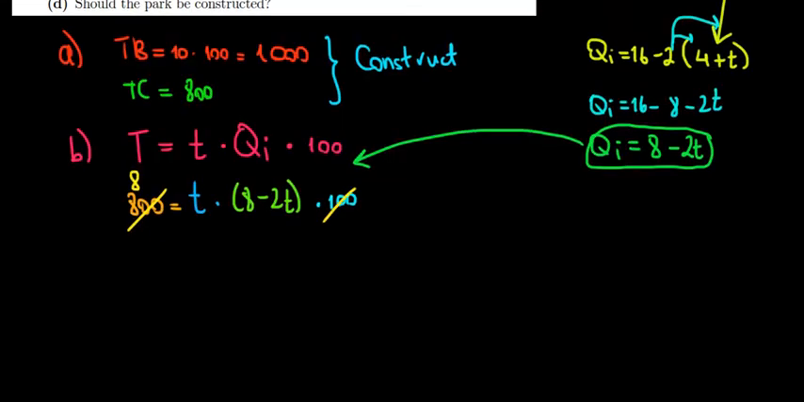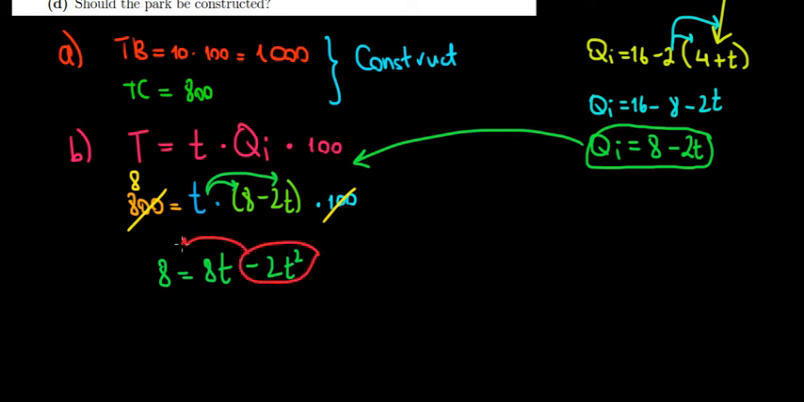We would have 8 equals t times 8, that's 8t, minus 2t times t, that's minus 2t squared. Okay, we got that. Let me see if the math is right. Yes, it's right. Let's take everything on one side. So let's take this one over there and this one over there as well. We will have 2t squared minus 8t plus 8 equals 0.